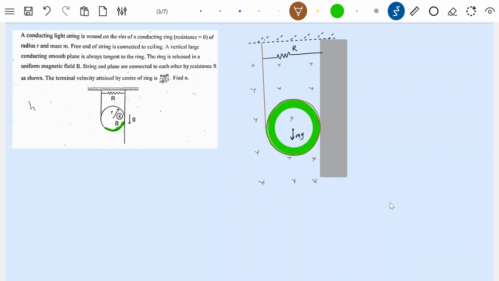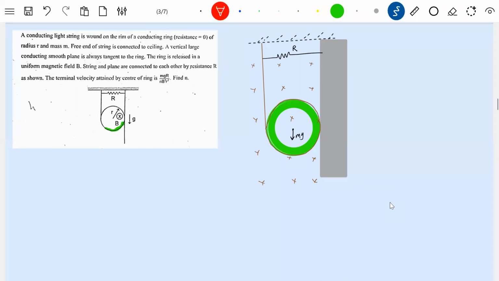There is the overall condition; now start analyzing. What type of motion will it describe? The string should get unwound, no? As it slides, it should get unwound. So how do you expect the ring to move?